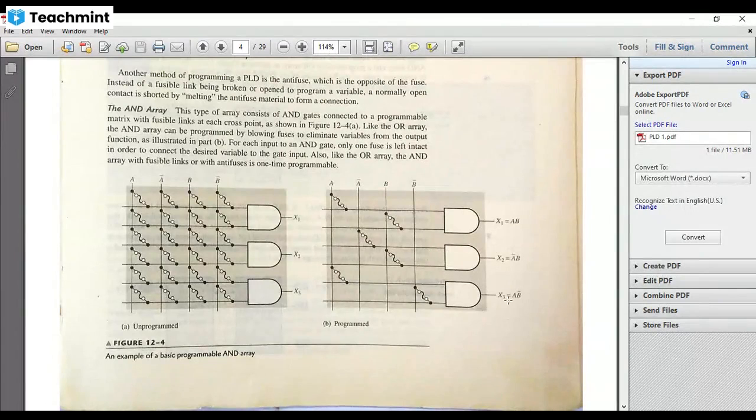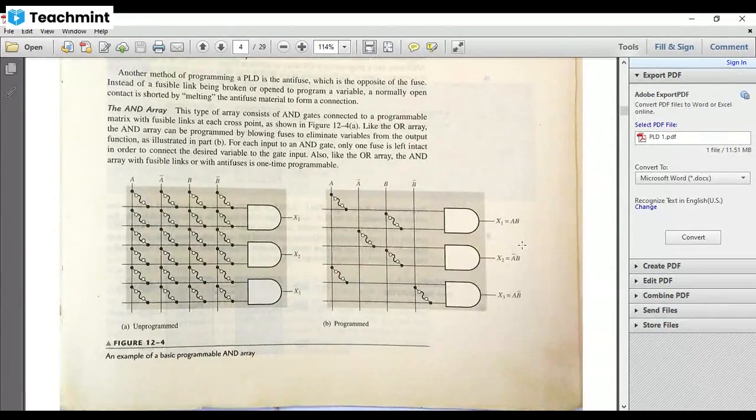Same for x3. For the fifth row, the first is A, and the second, third, and fourth we blow. For the sixth row, the first, second, and third we blow off, and only the fourth we keep in contact, because we want B bar. So here we get A, and through this column we get B bar. So that is the program.